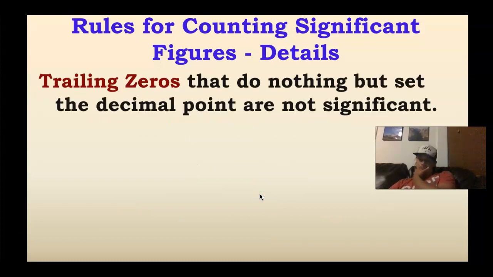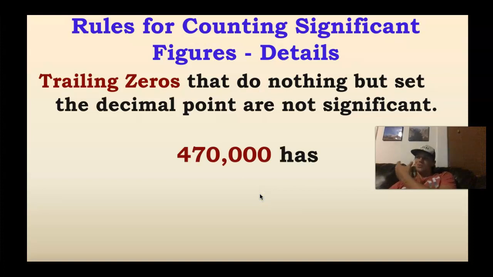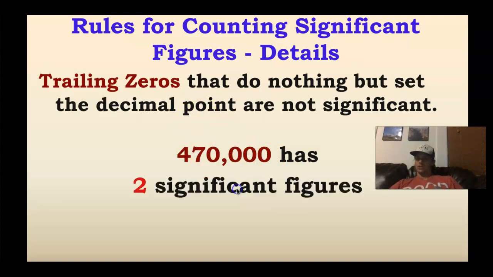Trailing zeros without a decimal. If they're doing nothing but setting a place, or setting a decimal point, if they're doing nothing but holding the value, they're not significant. An easy way to remember that is if there is no decimal, trailing zeros are not significant. There is no decimal in this number, therefore it just has 1, 2 sig figs.